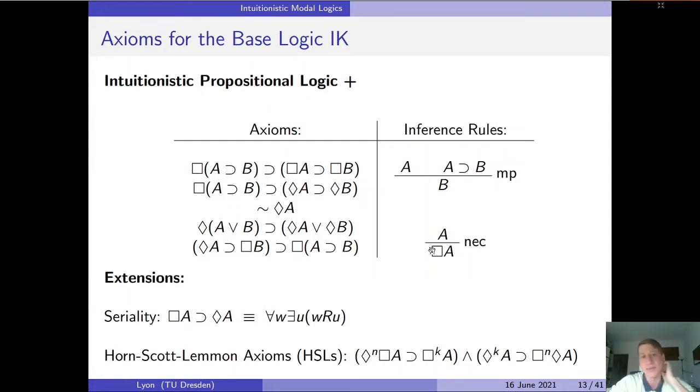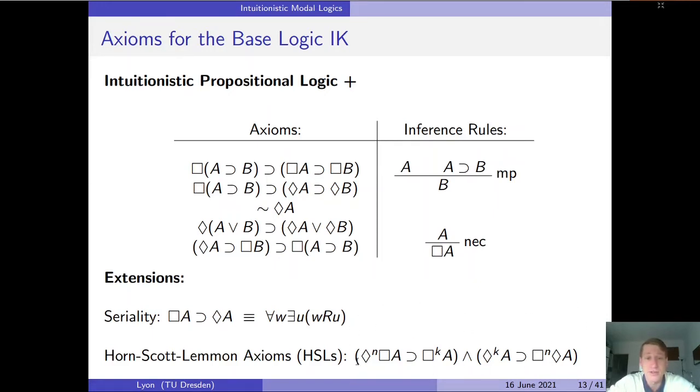So this axiomatization defines IK. IK is the set of all theorems that can be derived from it. And we'll not only be considering IK today, but also IK extended with the seriality axiom, which defines the modal relation to be serial, and some number of Horn-Scott-Lemmon axioms. These are very similar to the Scott-Lemmon axioms that exist in the classical setting, but due to the breakdown of the duality between diamond and box, they tend to be more complicated in the intuitionistic setting.